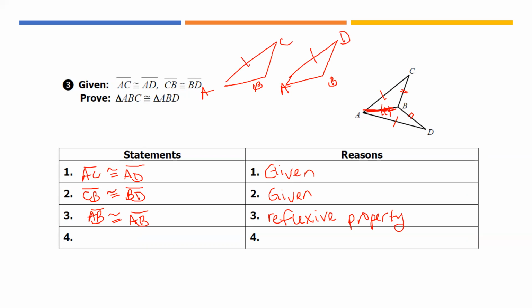AC and AD were congruent, CB and DB were congruent, and we just proved that AB and AB were congruent. So I'm now allowed to say that triangle ABC is congruent to triangle ABD by side, side, side. Because I've proven that all three sides of the first triangle are congruent to the three sides in the second triangle.